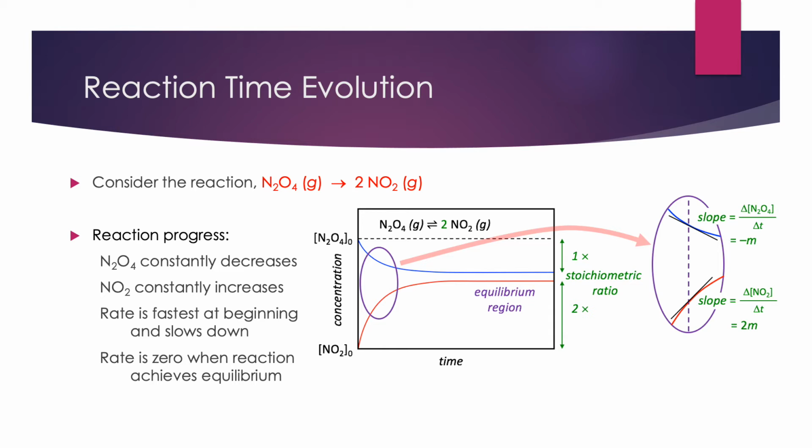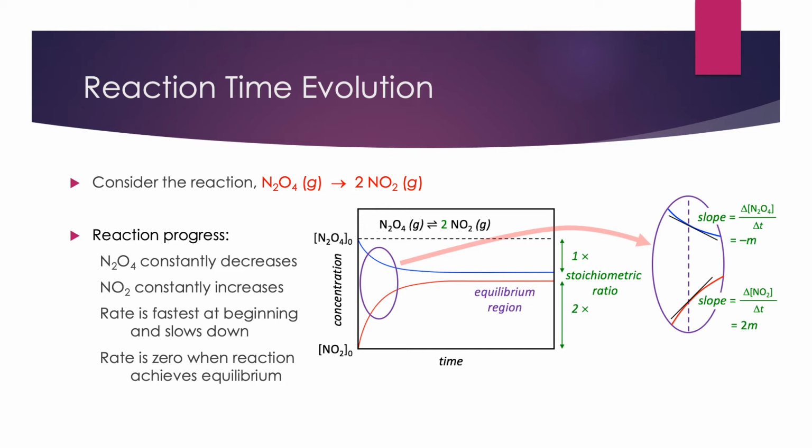Every time an N2O4 molecule falls apart, it creates 2 NO2 molecules. So the rate at which N2O4 is declining is always going to be half as great as the rate of NO2 increasing. So we should see, in fact, that the NO2 increases at twice the rate that the N2O4 declines.